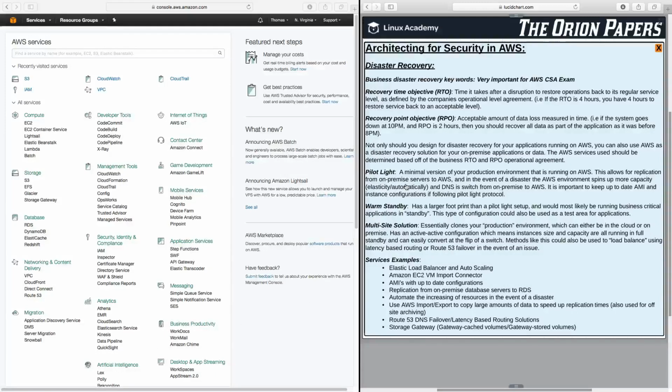Obviously, with pilot light being the cheapest, warm standby being the middle ground in terms of cost, and multi-site solution being the most expensive, because here you have very few resources provisioned, here you have a small amount of resources provisioned, and here you have basically your entire environment replicated and cloned in AWS. So again, what you need to take from this lesson is memorization of recovery time objective and recovery point objective, and a good working understanding of pilot light, warm standby, and multi-site solution, and why you would use each one of them and in what type of scenario.